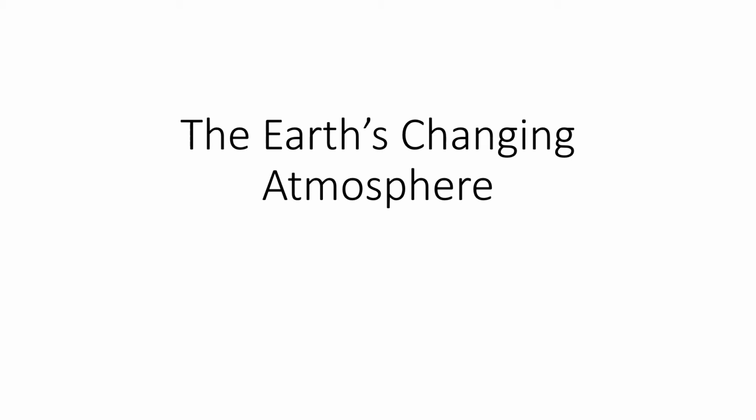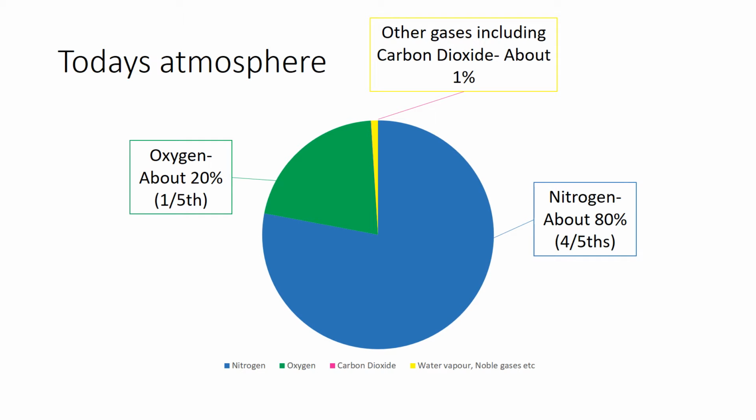Hello, and today we are looking at the Earth's atmosphere, so the gases that are in the Earth's atmosphere and how that has changed since the Earth was first formed to now. So, this is the composition of the atmosphere today. It's been like this for about 200 million years, roughly the same percentages of each of the gases. So it's been quite stable for that time.